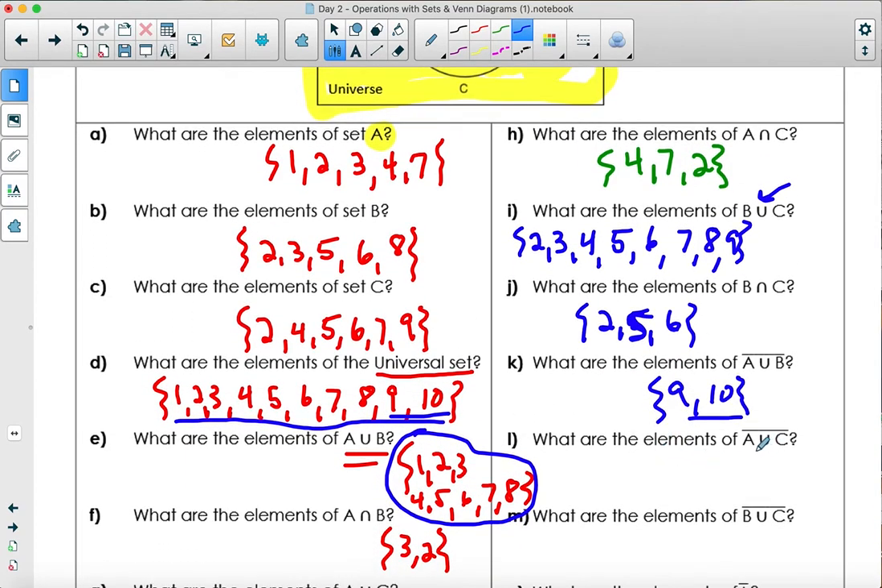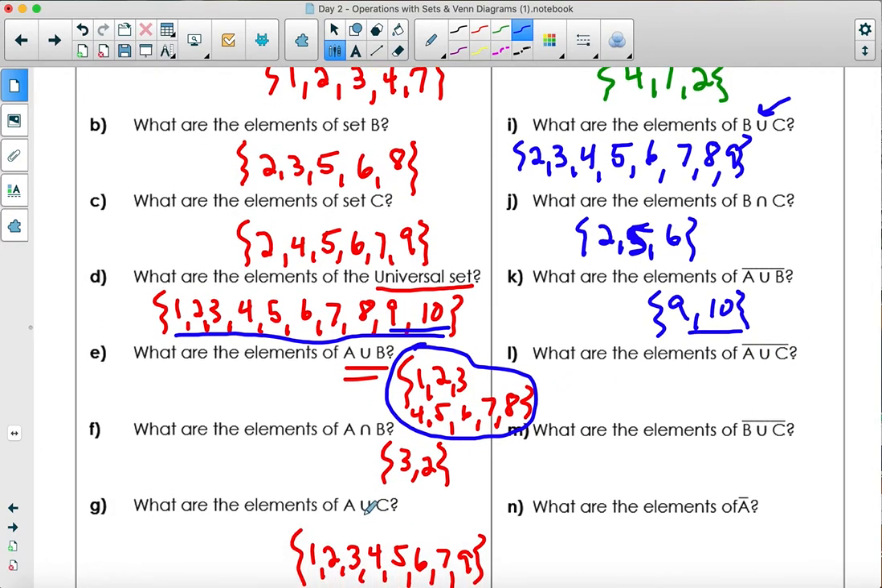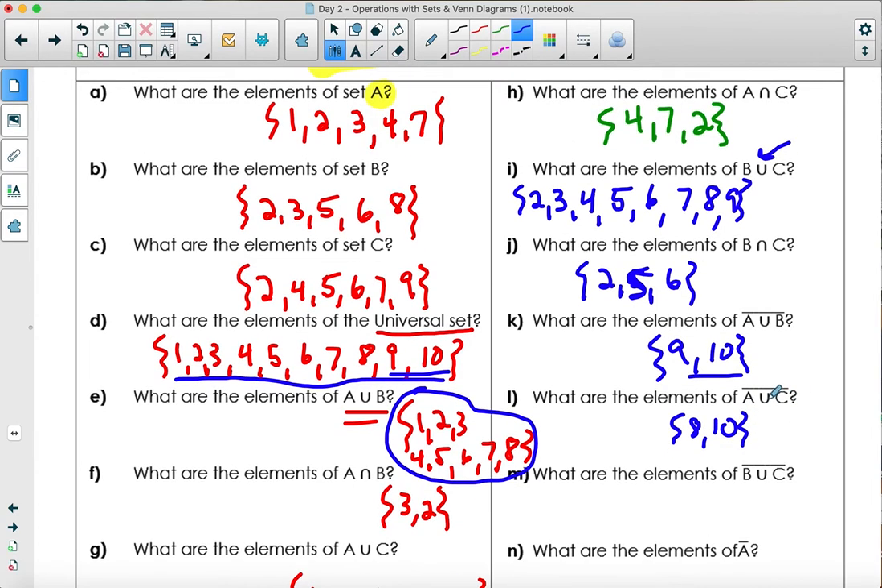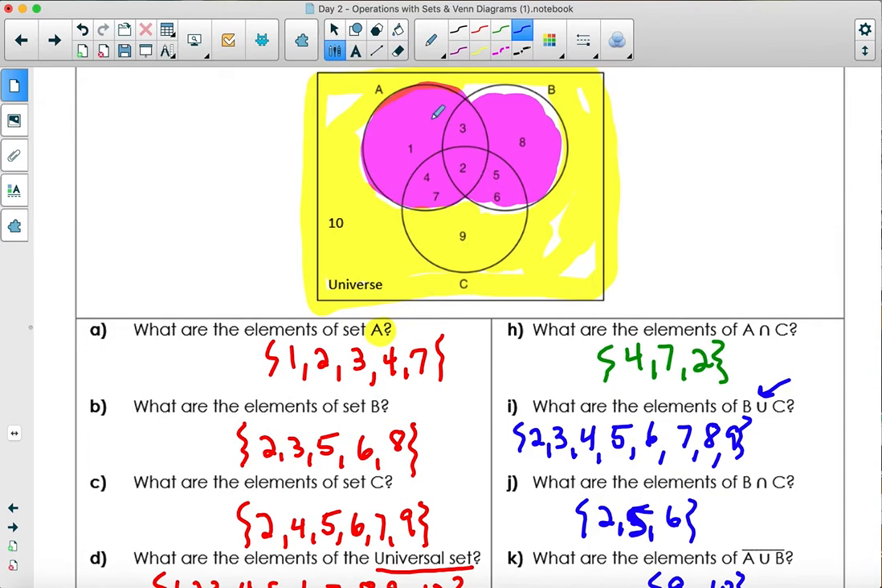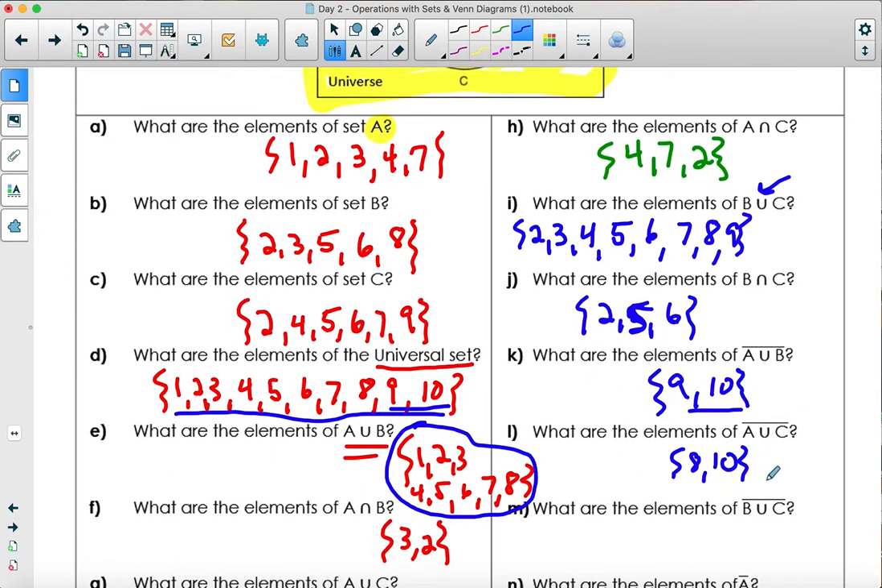Very similar, A unioned with C. Again, we can kind of cheat and come over here. A unioned with C was 1, 2, 3, 4, 5, 6, 7, and 9. So the complement of that, what's missing, is the 8 and the 10. And again, if I come up to the drawing and look at A union C, here's A and C. What's not in A and C? There's the 8 and the 10 that we just wrote out.